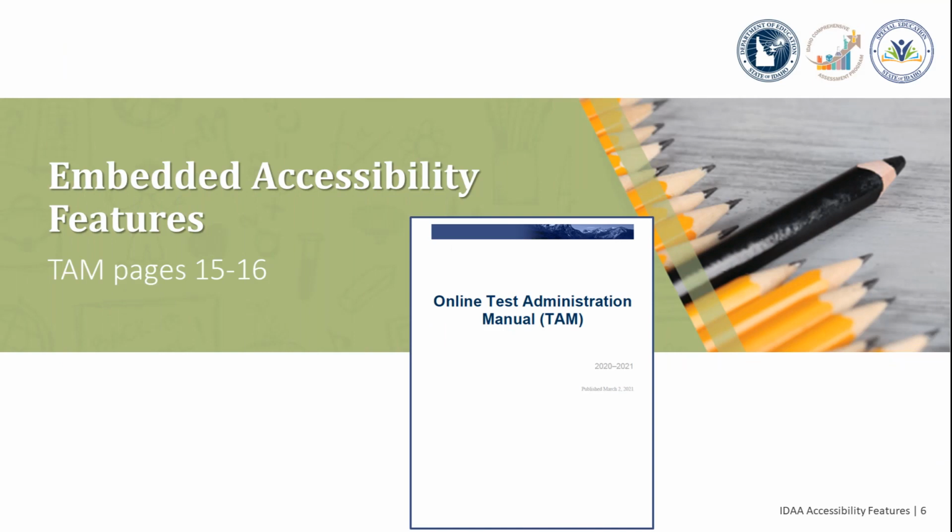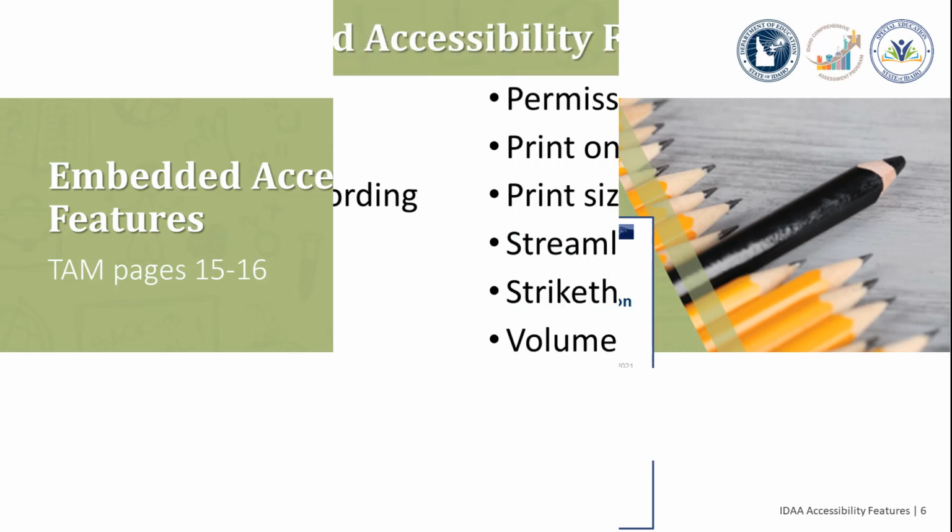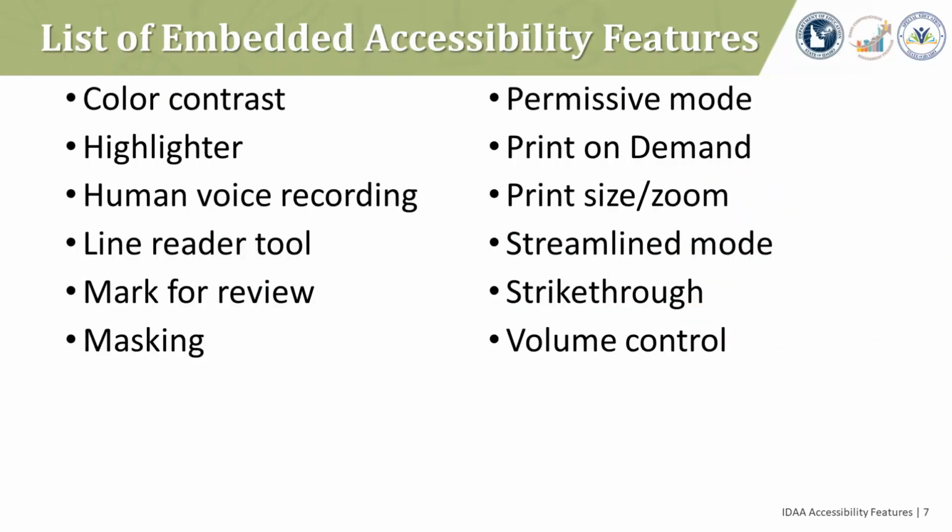Let's take a look at accessibility features that are embedded in the online Idaho Alternate Assessment that students will encounter in the Secure Test Browser. I suggest you open your TAM to page 15. All of the Idaho Alternate Assessment accessibility features listed on this slide are described in Table 6 of the TAM on pages 15 and 16.